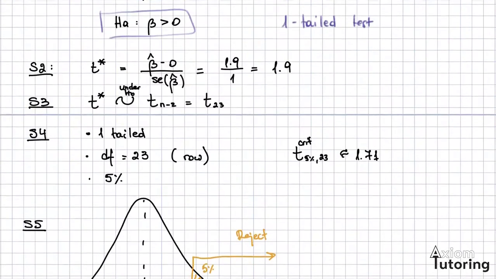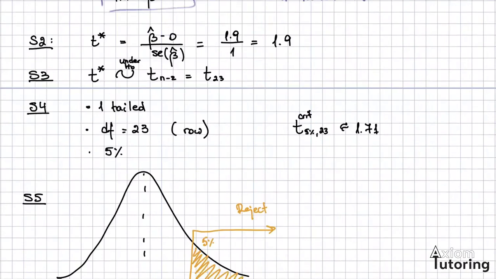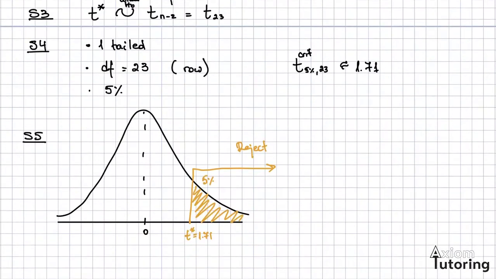Now, if I look up, I found that my t-star is actually 1.9. Okay, so 1.9, let's say it's right here. Very clearly, I can see that it's in the rejection area. So even if I wrote my absolute value t star is actually bigger than my t critical, which means that I will reject the null hypothesis. Okay? And interpretation, what does that mean for us?